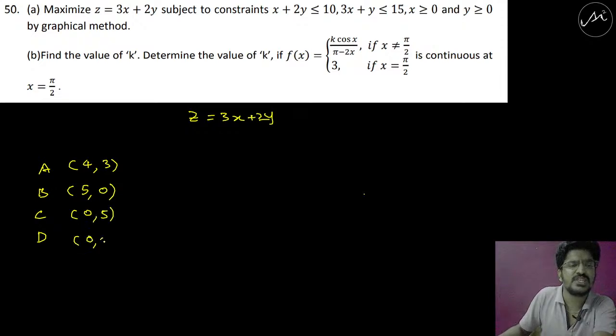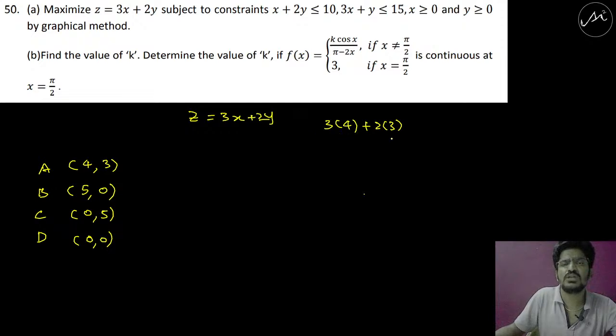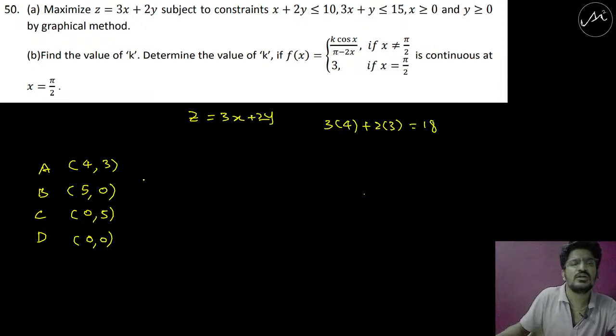What is point D? 0,0. Okay. So now put 4 here and 3. In the place of x you put 4, in the place of y you put 3. 3 into 4 plus 2 into 3. So 3 into 4 is 12. 12 plus 6, 18. Okay. 3 into 5, 15. 2 into 5, 10.